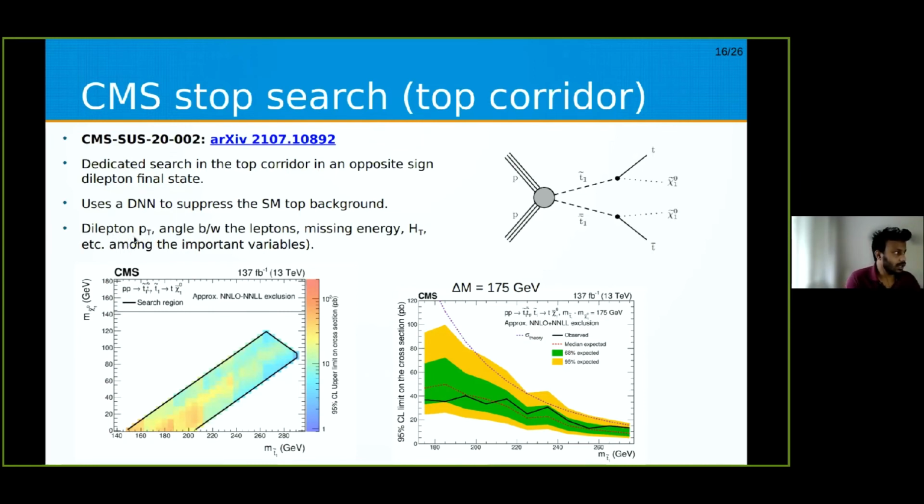The dilepton transverse momentum, the angle between the leptons, the missing energy, and the HT serve as the important variables in this network. Here I've shown the 2D limit for the stop mass and the LSP mass, and you can see that the entire region that is considered in this search is ruled out by this search. And here I've shown the 1D limit for delta M of 175, so that would be along a line in this diagonal direction. Here also, for the entire range of stop mass that is considered in this study, this entire range is ruled out. You see the theory here and the observed here.